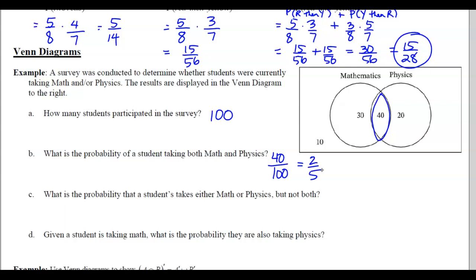So what is the probability that a student takes either math or physics, but not both? So, or means the whole thing, everything. But it says, but not both. So that means we're not going to include the 40. So that would be 30 plus 20 is 50. We're not going to include the 10 because they don't take either of them, right?